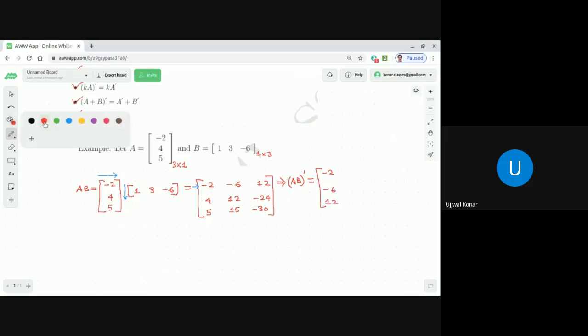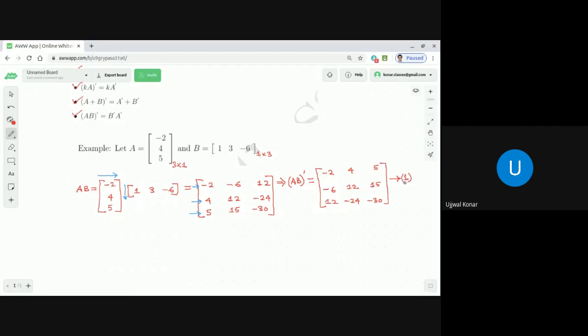What is the second row? The second row is this one, 4, 12, -24, and that will become the second column of the transpose matrix, that is 4, 12, -24. What is the third row, dear students? The third row is 5, 15, and -30, and that will become the third column of the resultant matrix. So what will it be? 5, 15, and -30.